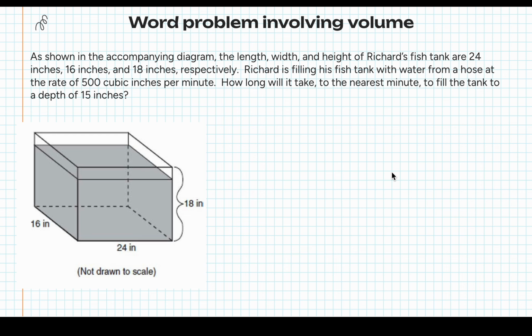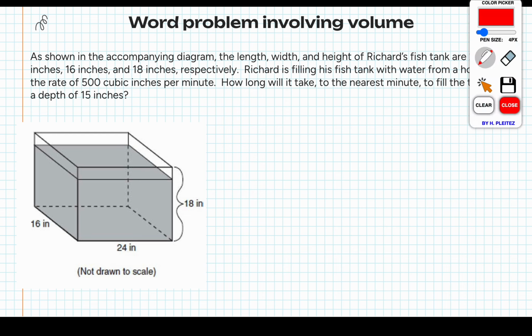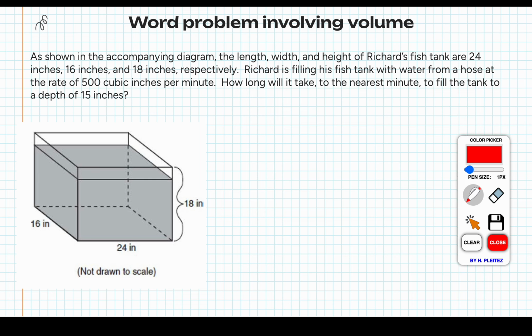All right, last but not least, we have some questions involving some real-life context. So these can be wordy, so you want to make sure you annotate, you underline, and then you make lists of information so you know what's going on. As shown in the accompanying diagram, the length, width, and height are 24, 16, and 18. So I'm going to go ahead, just so I don't get lost in the sauce. We have length is 24, the width is 16, and the height is 18.